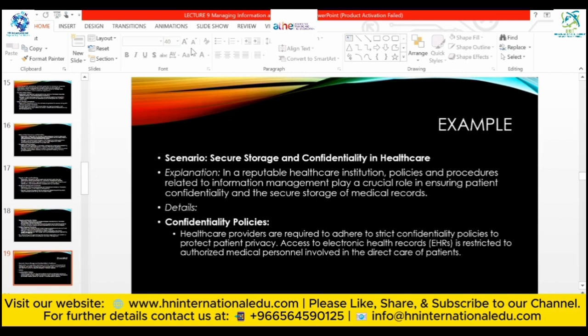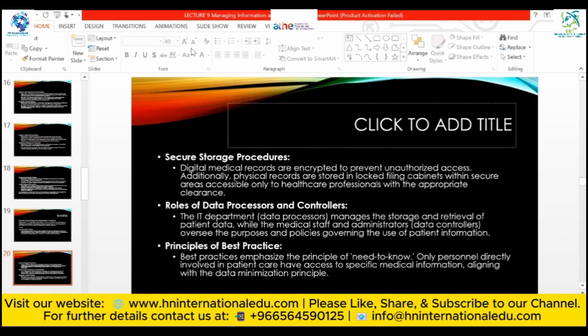Access to electronic health records is restricted to authorized medical personnel involved in the direct care of patients. Secure storage procedures. Digital medical records are encrypted to prevent unauthorized access. Additionally, physical records are stored in locked filing cabinets within secure areas accessible only to healthcare professionals with the appropriate clearance. Roles of data processors and controllers. The IT department, that is, the data processors, manages the storage and retrieval of patient data, while the medical staff and administrators, that is, the data controllers, oversee the purposes and the policies governing the use of patient information.